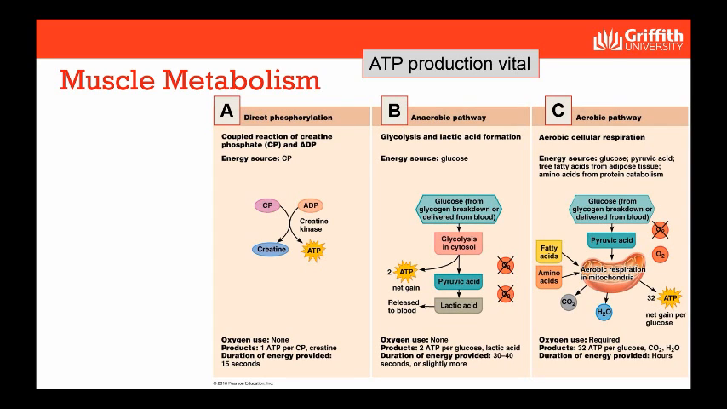There are 3 different processes by which ATP is regenerated during skeletal muscle contraction. These include direct phosphorylation of ADP by creatine phosphate, anaerobic glycolysis, and aerobic respiration.